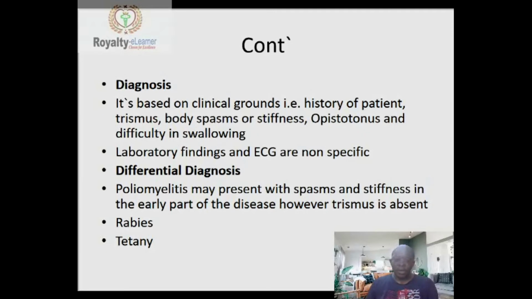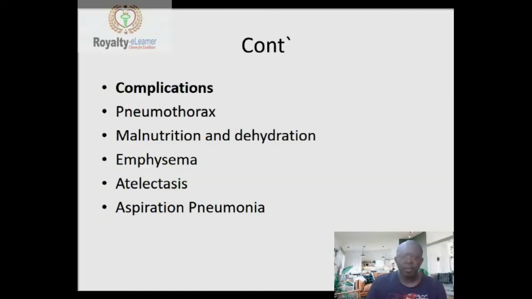Another differential diagnosis to rule out is poliomyelitis. Poliomyelitis may present with spasms and stiffness in the early part of the disease. However, trismus is absent in poliomyelitis. So polio may present much like neonatal tetanus. The other disease that may also present in a similar way is rabies, so you have to rule out a history of being bitten by a dog. Then the other disease is tetany.